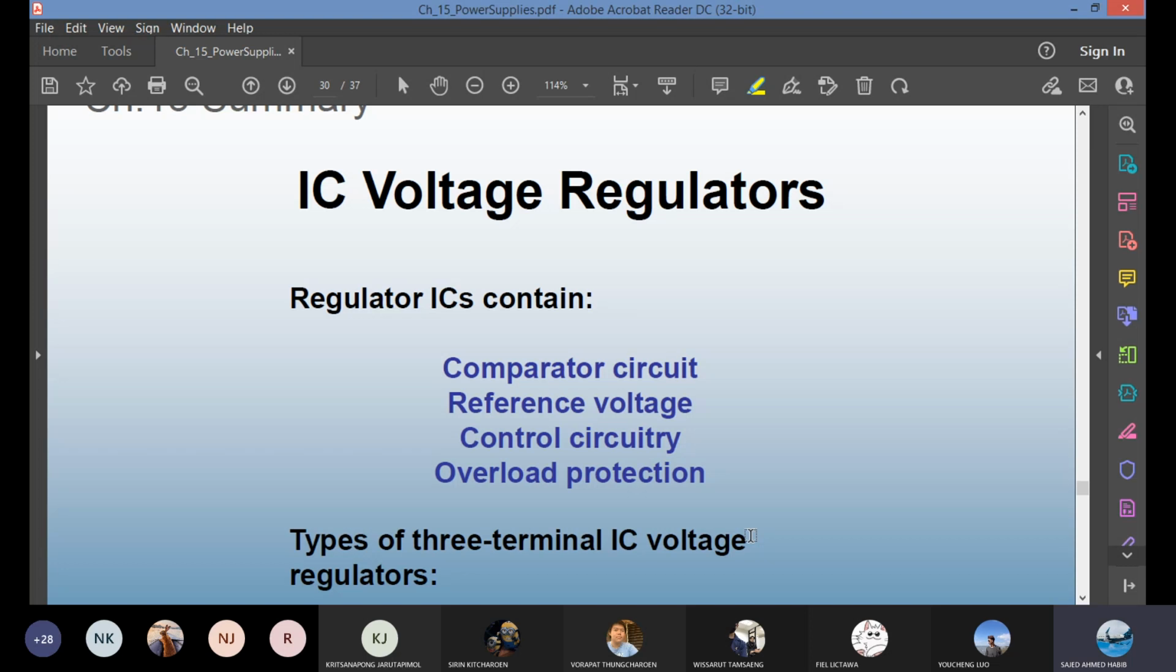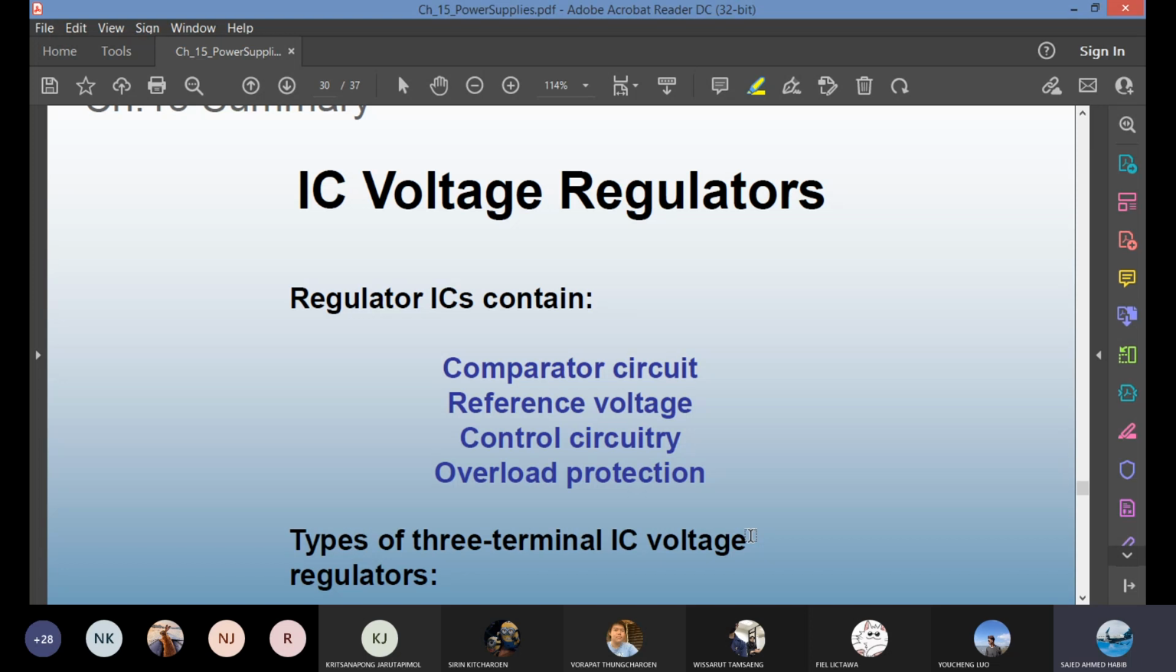Inside a voltage IC regulator, you'll find a few things. If you go inside the IC design, from outside you cannot see anything. From outside you just see maybe a black body with 8 pins or 4 pins or 6 pins, whatever the IC is. Inside you already have a comparator circuit. It has a reference voltage in the IC. It has a control mechanism inside, also overload protection from high voltage and high current.